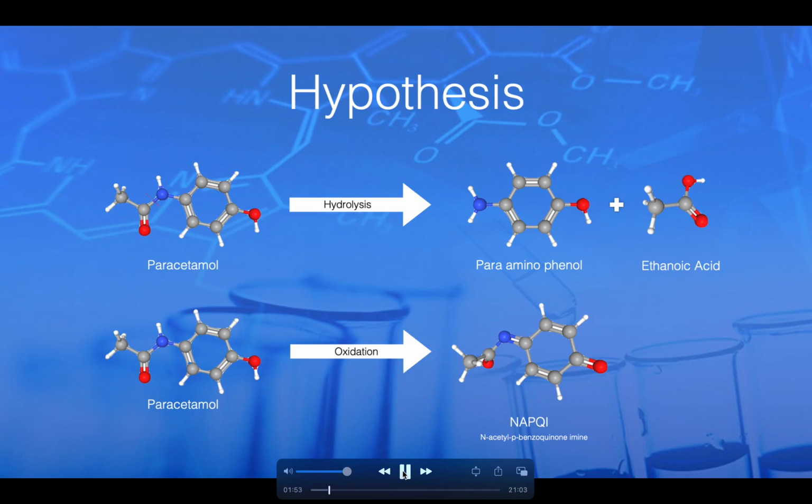Or, if oxidation occurs, NAPQI will be produced. This molecule is responsible for overloading the liver, which in extreme cases can cause it to shut down. People with weak livers especially, from drugs and alcohol, find it hard to detoxify this product. I also believe that decomposition will follow the exponential decay pattern.